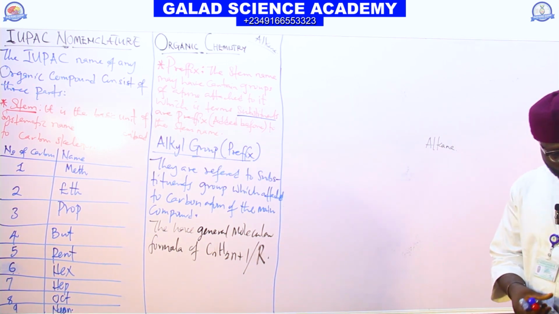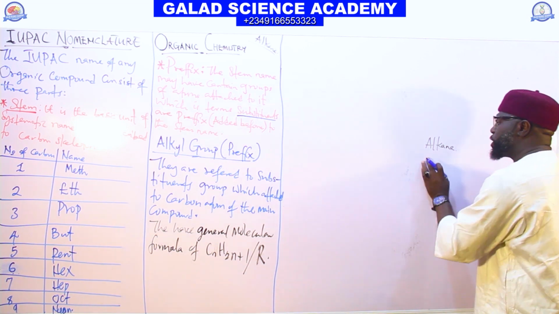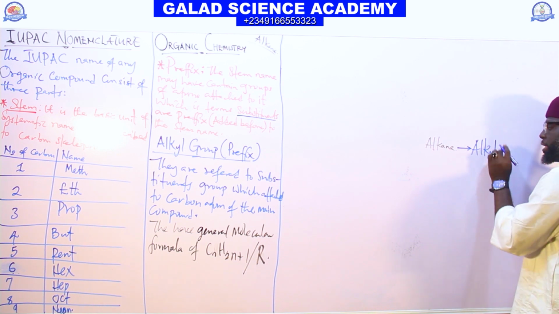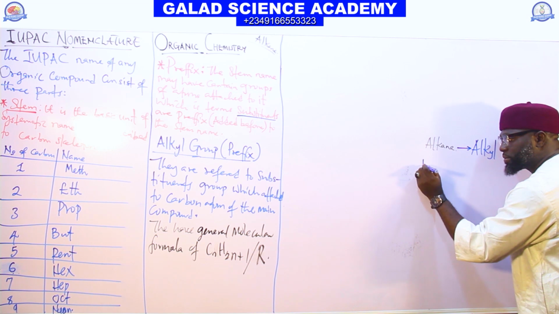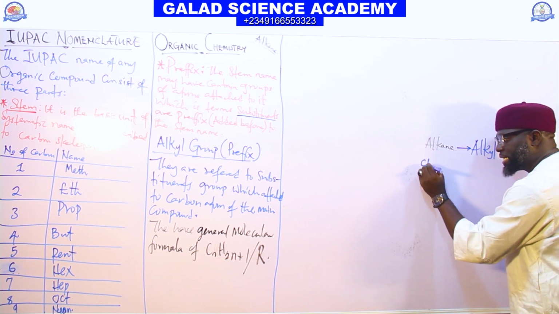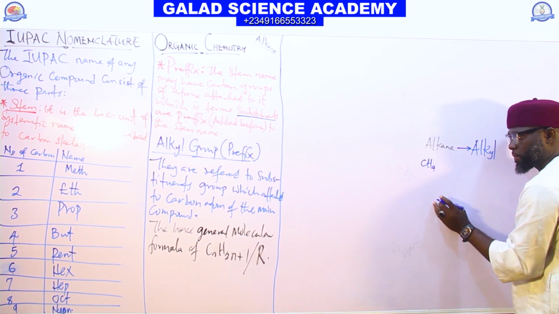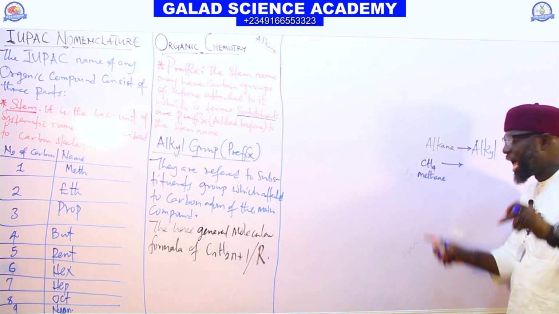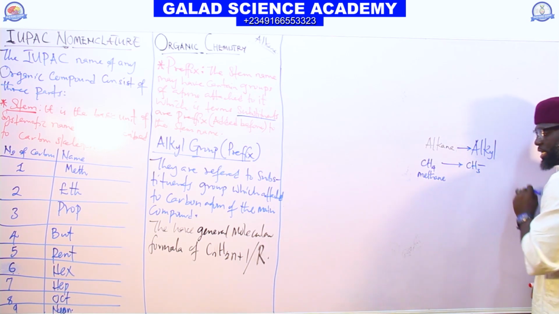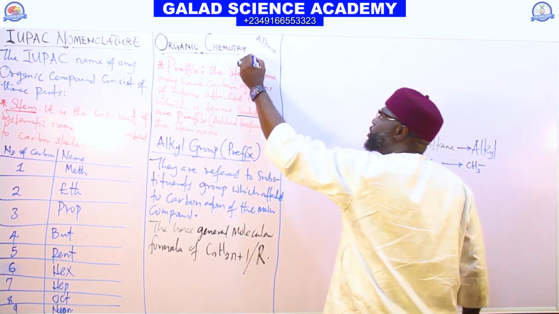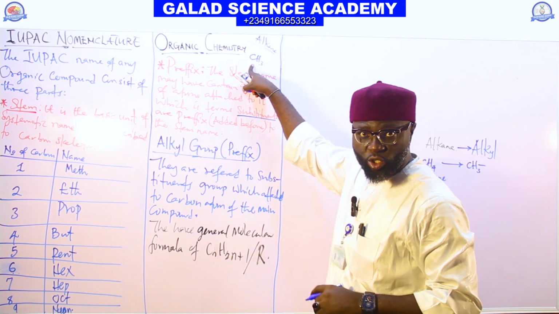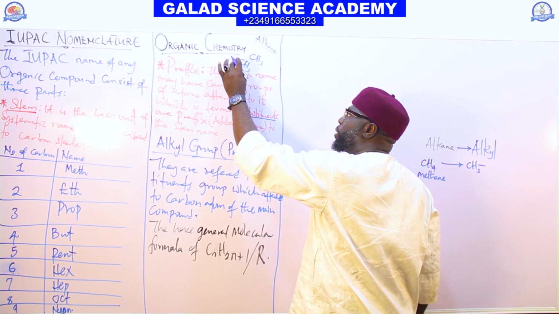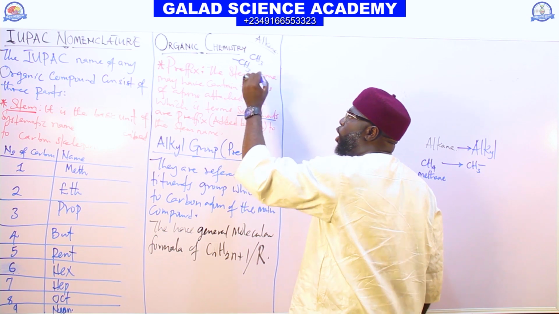This alkane is the one that gives birth to the one we call alkyl. The first member of alkane is methane, CH4. So this CH4, we call it methane. And if you remove one hydrogen atom from this methane, it gives us CH3 with a bond. We can never write CH3 like this. If you write it in this form, this compound does not exist, it is not stable. For it to be stable or to exist, you write CH3 with a bond.